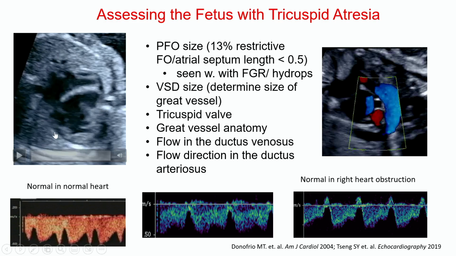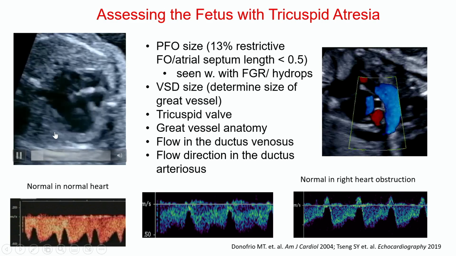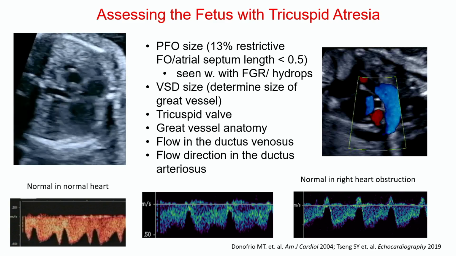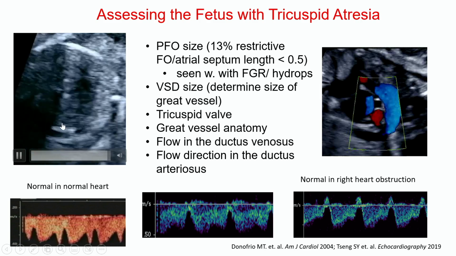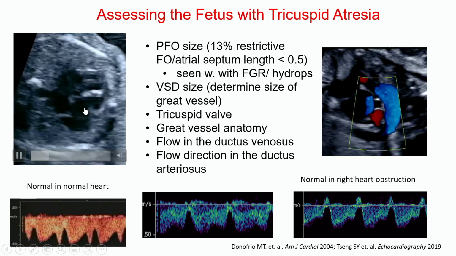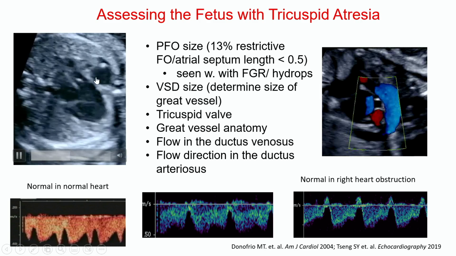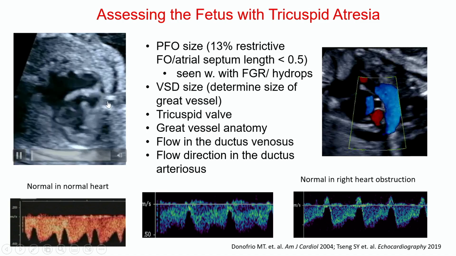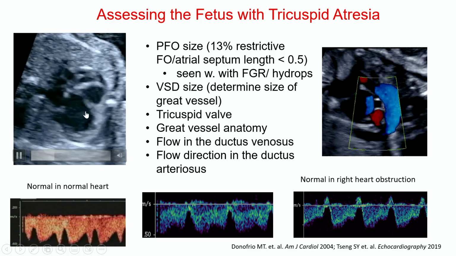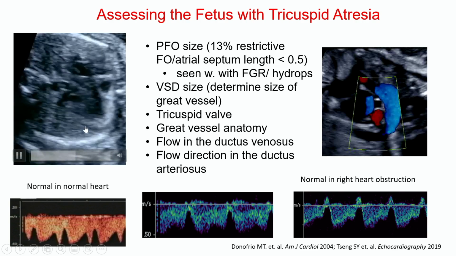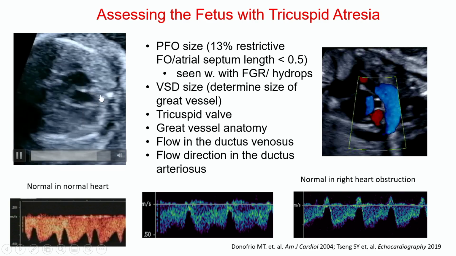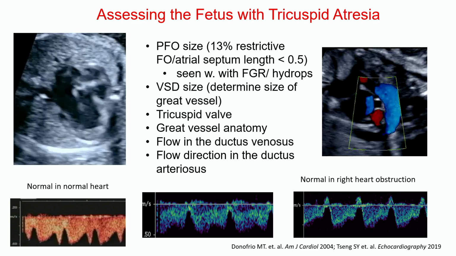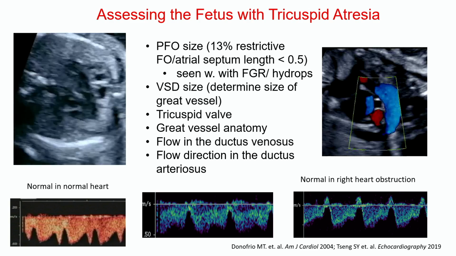So when you assess a fetus with tricuspid atresia, you have to look at the PFO, because some of these babies will have restrictive PFOs. This is a nice sweep here showing from the 4-chamber view the large left ventricle, the smaller right ventricle, the atretic tricuspid valve, the normally related great vessels. Here's the PA coming from that small right ventricle, and the VSD here. And you see, because this is such a large VSD, although the ventricle is small, the pulmonary artery is not that hypoplastic. And as we said, the VSD determines the size of that great vessel.